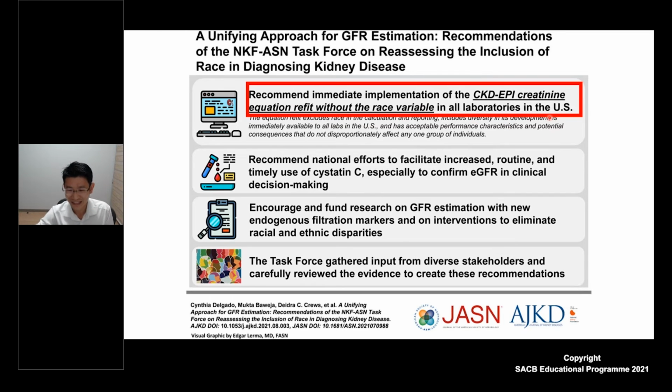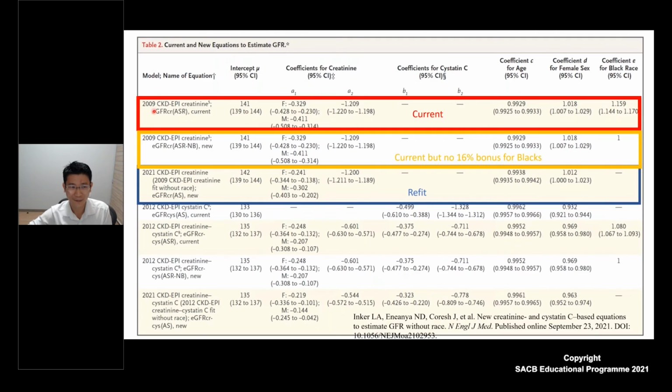But of course, that is the nephrologists' side, and on the AACC forum side, the laboratories may not really comply. There's a heated discussion whether we should follow what the nephrologists say. Should we just remove the race? Should we change the equation or not? So this is the current one, the 2009 CKD-EPI. Essentially, it's almost the same.